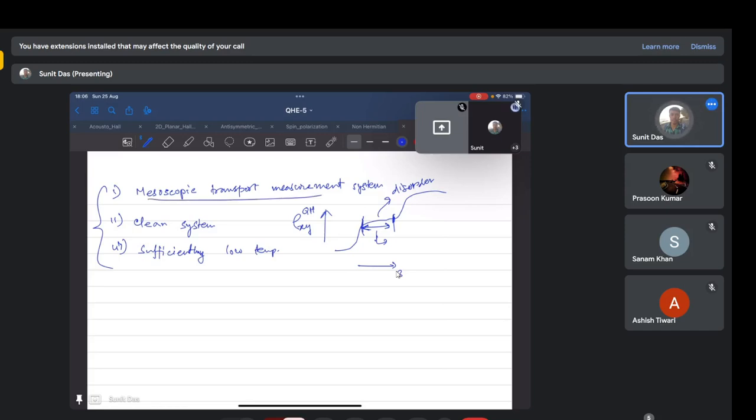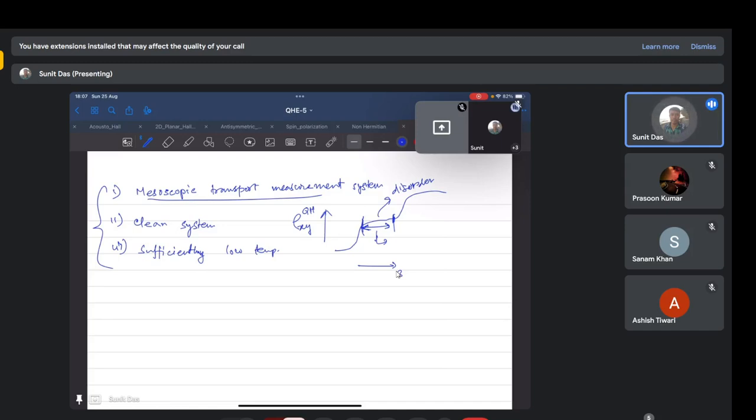So this mesoscopic transport measurement system, one of the state of the art instruments, is called PPMS, the physical property measurement system, which is expensive, a few crores I think, but nonetheless most of the good groups have it. And for clean systems, we have very high and advanced techniques to make samples, which are there in India also. There are dry rooms and other things in the standard laboratory, so we can make clean systems.